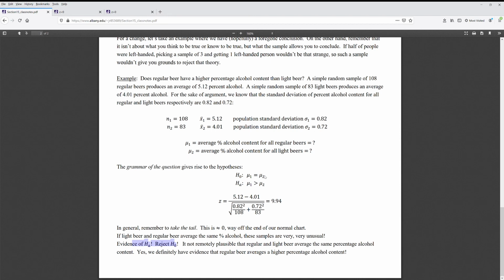It is just not plausible, having run the numbers, that regular beer and light beer have the same average alcohol content. To put it mildly, we have evidence that regular beer has a higher percent alcohol content than light beer. Remember, nothing in statistics is really proof, but this particular example is as close to proof as we ever come. You'll get that later. So yes, we definitely have evidence that regular beer averages a higher percent alcohol content than light beer.